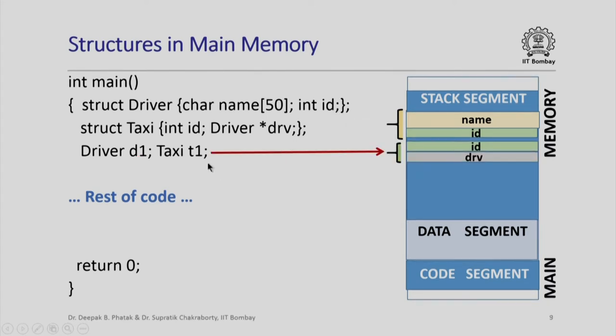Similarly, the variable T1 will have space allocated for it in the stack segment because it is a local variable of main, and in this space there will be space for the member ID and there will also be space for the member DRV. Note that DRV being a pointer, we need only 4 bytes for storing the value of DRV. So, the space required for storing the value of DRV is the same as the space required for storing the value of ID. This is an integer, the other is a pointer.